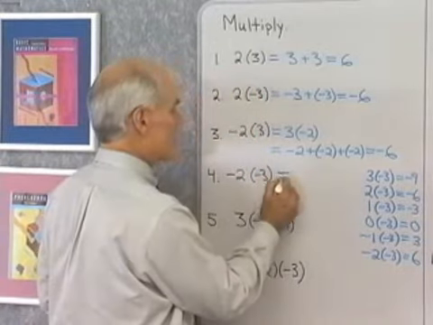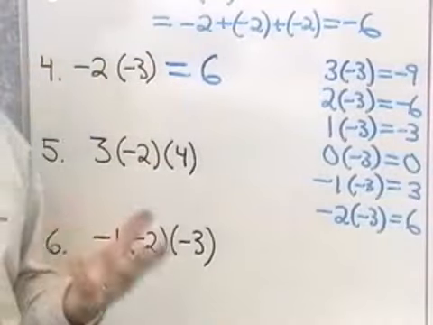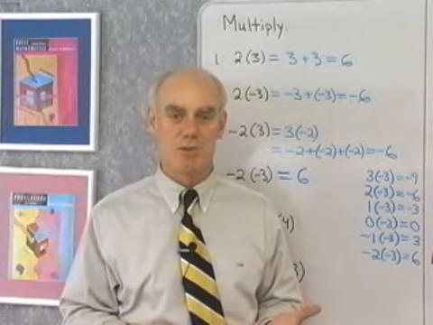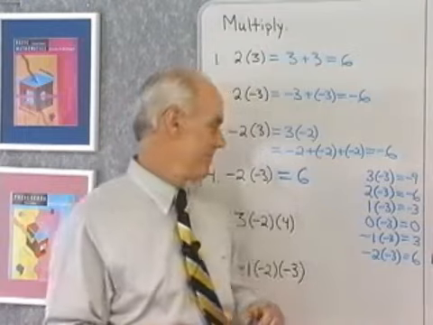So in any case, that's what we're going to use for our rule. We'll multiply absolute values. If the two numbers have the same sign, the answer is positive. If the two numbers have different signs, the answer is negative.